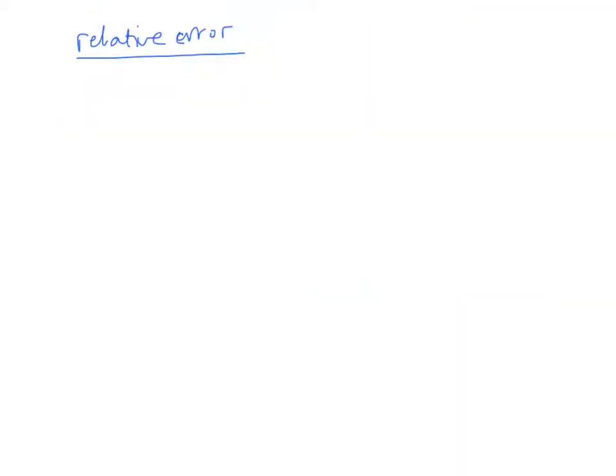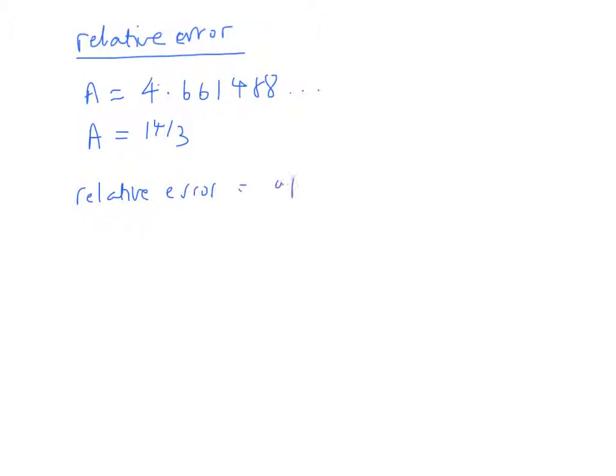Now the trapezium rule is quite accurate. To test it, for the example we've just done where we've got 6 strips, we had the area approximately equal to 4.661488. Now the actual value is 14 over 3. So to work out the relative error, the relative error equals the approximation take away the actual value, divided by the actual value.